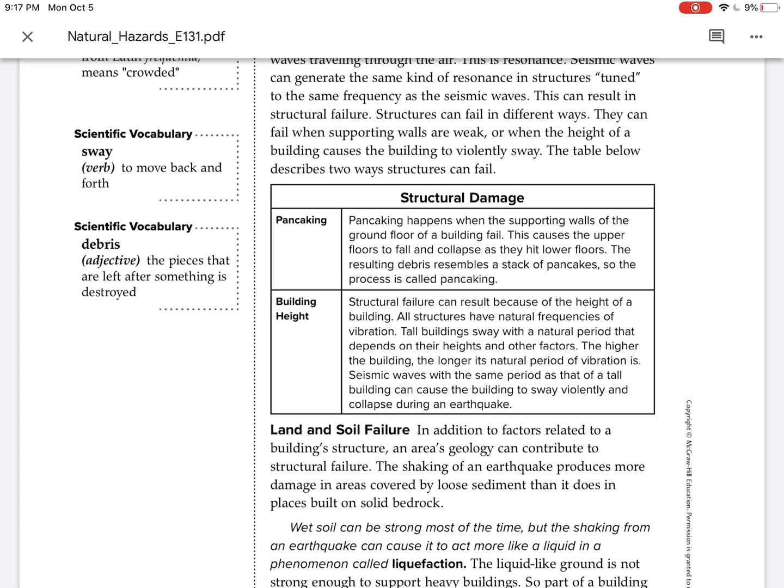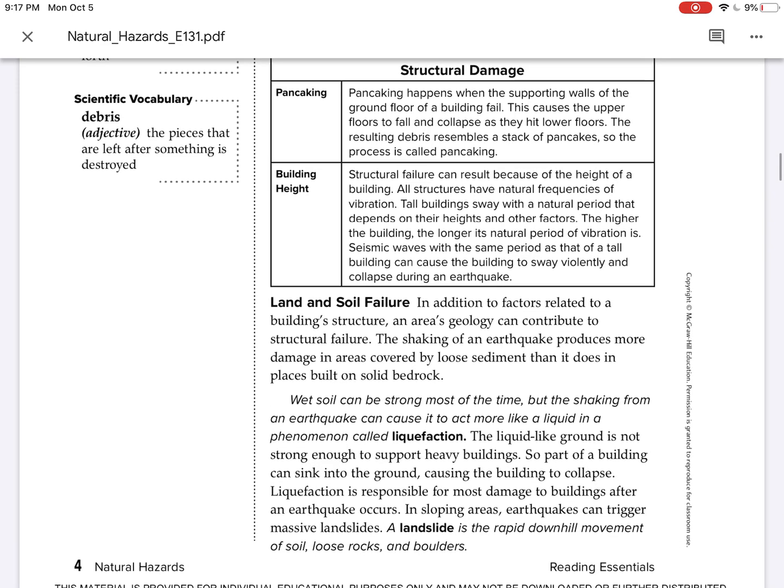Building height. Structure failure can result because of the height of a building. All structures have natural frequencies of vibration. Tall buildings sway with a natural period that depends on their height and other factors. The higher the building, the longer its natural period of vibration is. Seismic waves with the same period as that of a tall building can cause the building to sway violently and collapse during an earthquake.